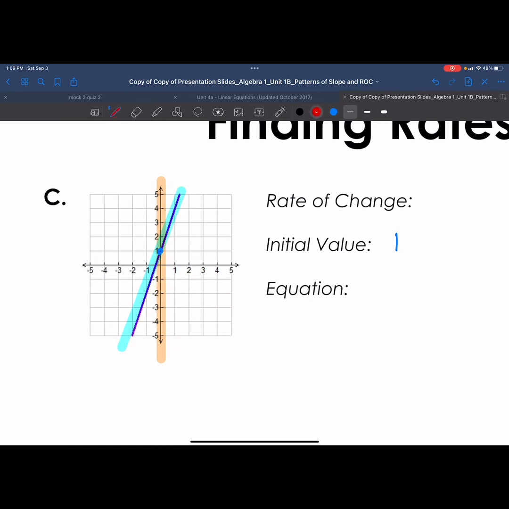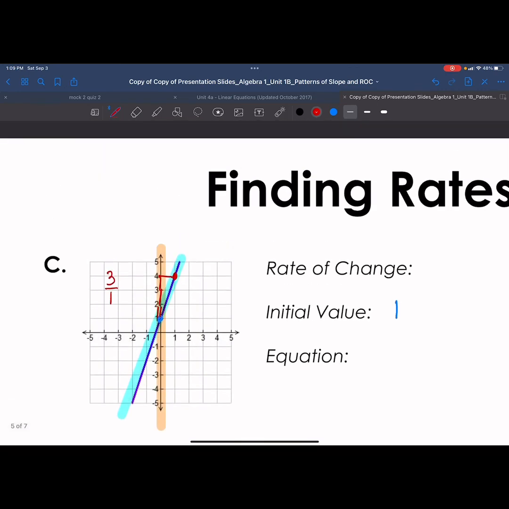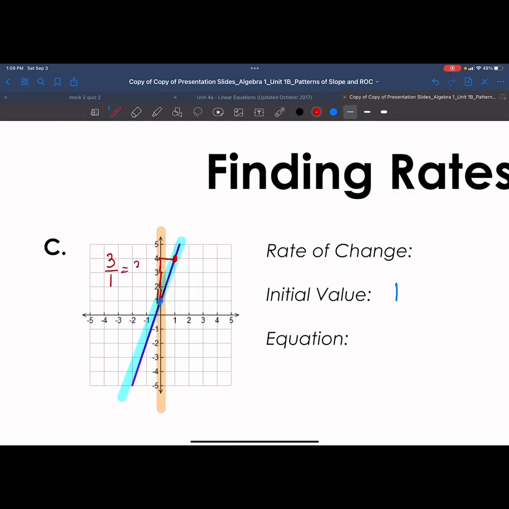So what are we doing? We're going to go to this point here. We're going to go up 1, 2, 3. So we went up 3 and to the right 1. Now remember, if it's up, it's positive. Down, negative. So we went up 3 and to the right, positive 1. So 3 divided by 1 is simply 3. So my rate of change is 3. So my equation is y equals 3x plus 1.